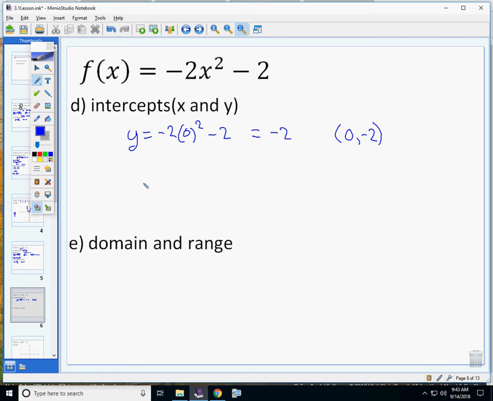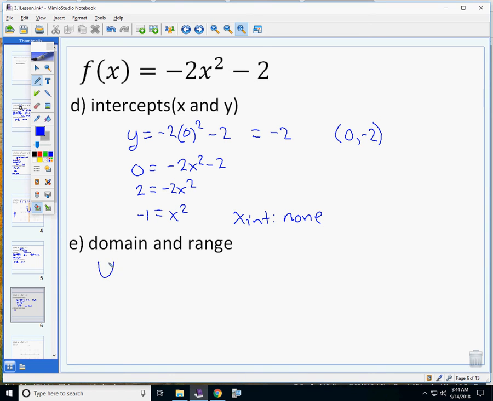To find the x-intercepts, that's where we plug in 0 for the function. In this case, we just solve for x. We could add the 2 to the other side, we could divide by the negative 2, and then we try to square root negative 1, and we get imaginary numbers. So in this case, for the x-intercept, there's none. There's not any. It doesn't cross the x-axis.